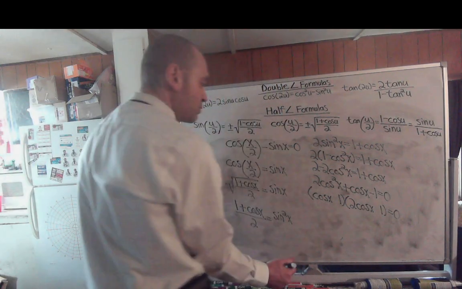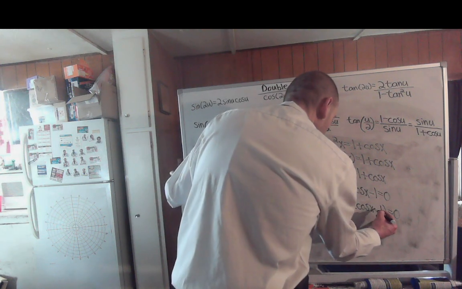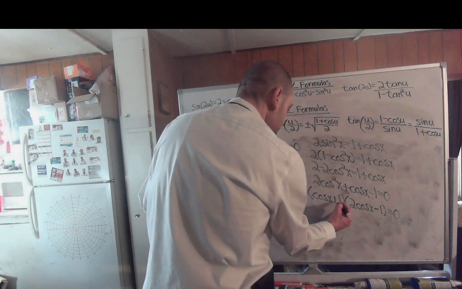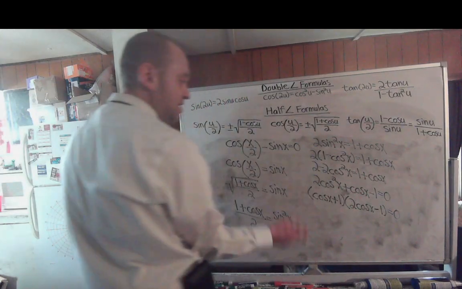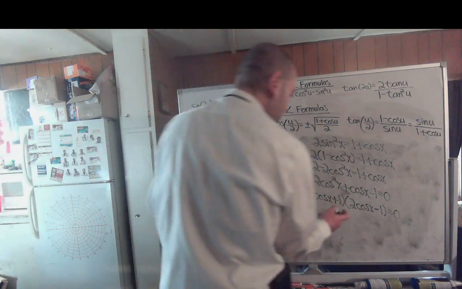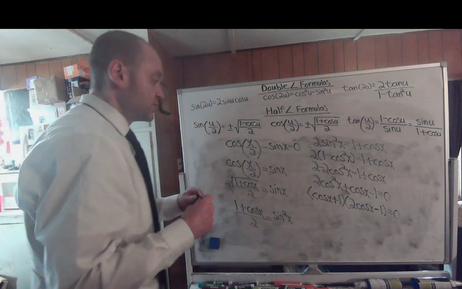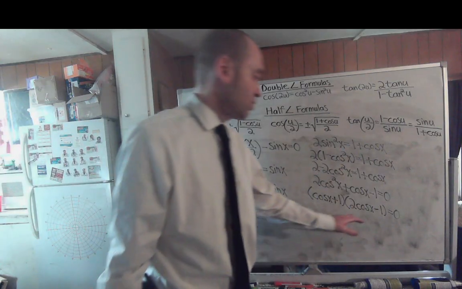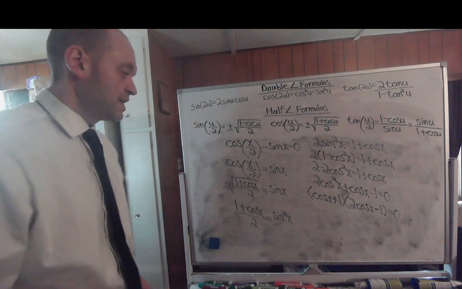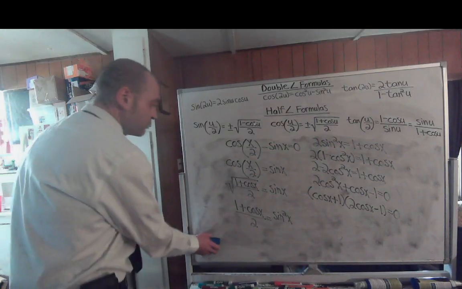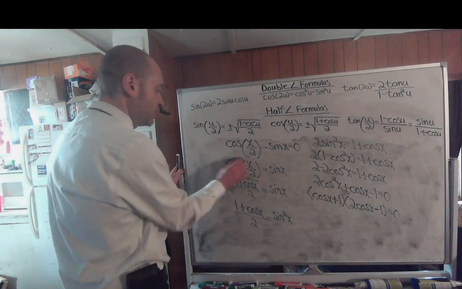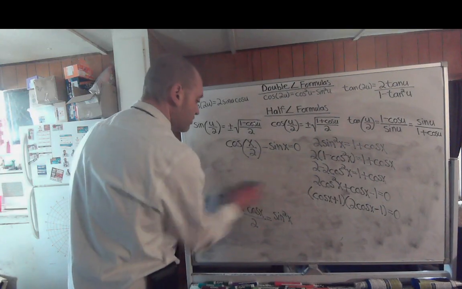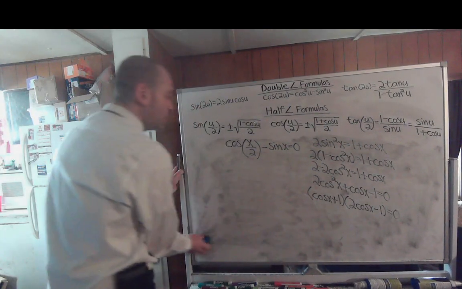2 cosine squared of x minus cosine of x plus 2 cosine of x gives you the positive middle term of cosine of x, then minus 1. So this will factor into cosine of x plus 1 times the quantity of 2 cosine of x minus 1. I'm going to erase everything here below the original equation so we don't run out of room.